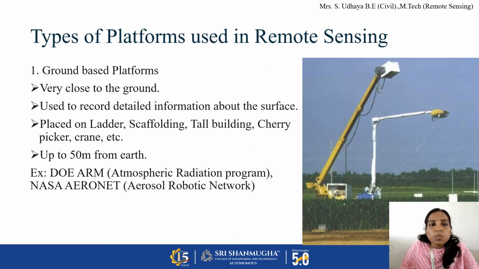Now let us discuss the types of platforms used in remote sensing. First one is ground-based platforms. They are located very close to the ground. They are used to record detailed information about the surface, placed on ladders, scaffolding, tall buildings, cherry pickers, cranes, etc. Their height ranges up to 50 meters from the Earth, maximum distance. Examples are NASA Aeronet and DOE's Atmospheric Radiation Measurement program. So they are all ground investigators.